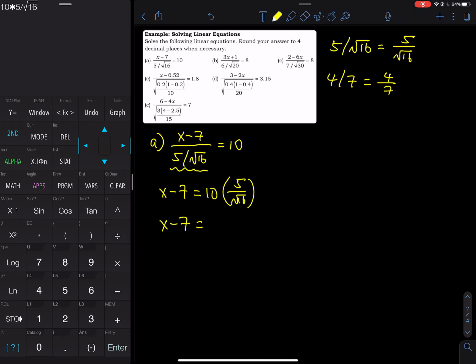How do you get the square root? You type the second key and then you type the x square key. You have to type these two keys to get to the square root. And then enter, you have 12.5, so we don't need to round anything, 12.5. And then you add 7 on both sides, plus 7 plus 7, x is equal to 12.5 plus 7 is 19.5.